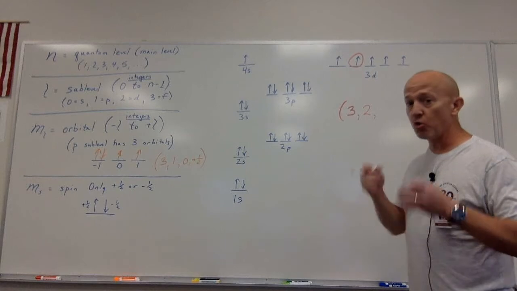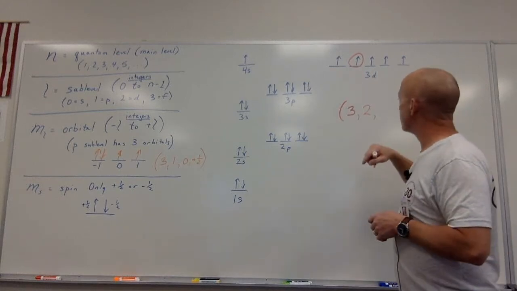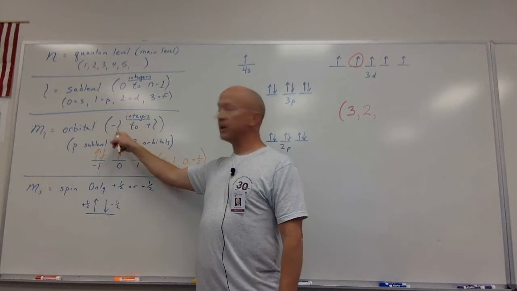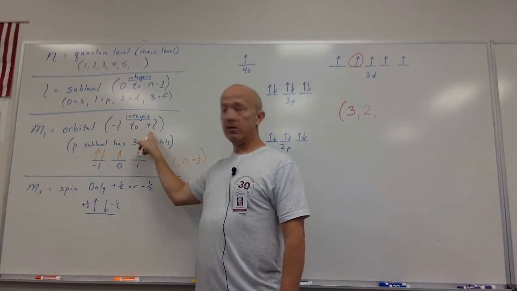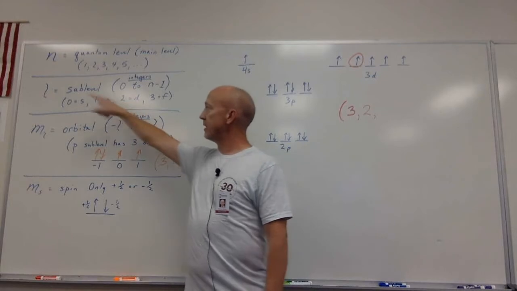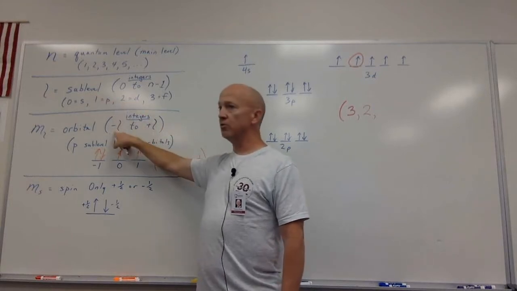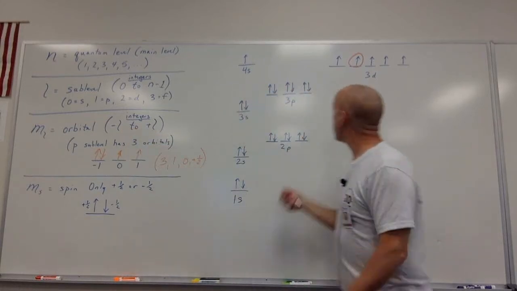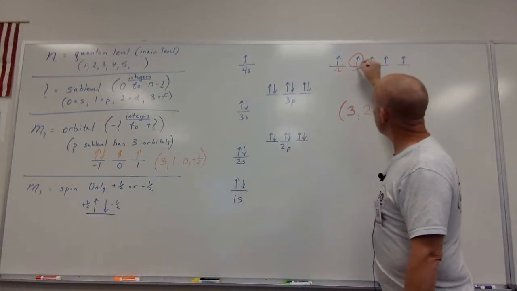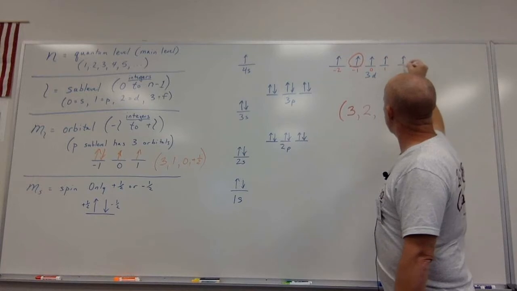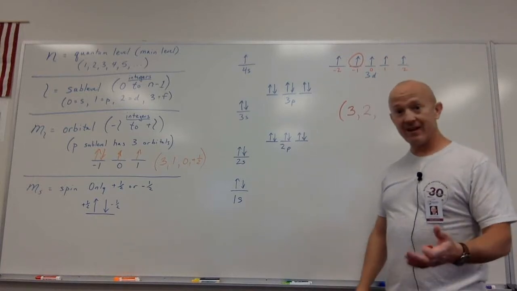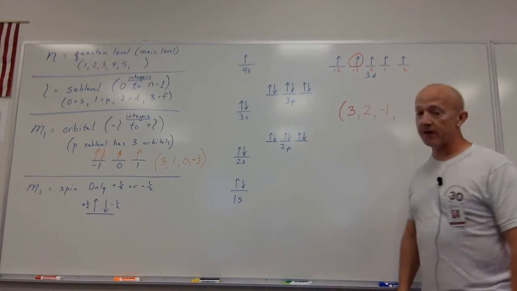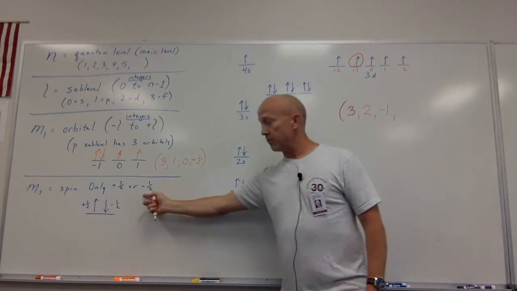But now, which orbital is it in this D sublevel? Remember, we said that the orbitals could be integers anywhere from negative L to positive L. If my L number is 2, that would be negative 2, negative 1, 0, 1, and 2. You get it? So what's my number there? Negative 1.